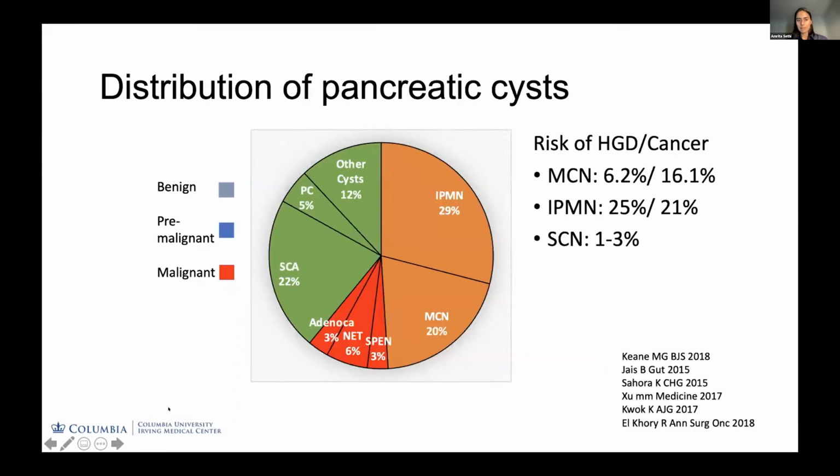Here you can see in terms of the distribution of pancreatic cysts, the majority of cysts are mucinous lesions, with IPMNs making up 30% and MCNs about 20%. The third most common is a benign lesion, the serous cystadenoma. So creating this distinction is very helpful in stratifying most of the cysts that we encounter. The associated risk of high-grade dysplasia and cancer you see here is significant with MCNs and IPMNs, but negligible in serous cystadenomas, and again, helps guide our management strategies for our patients.